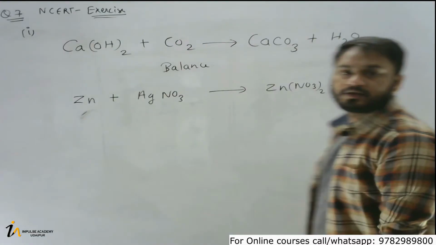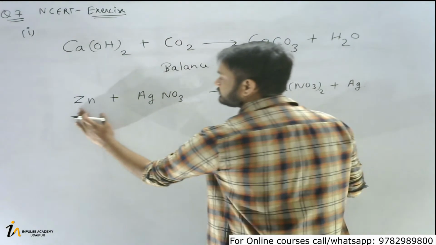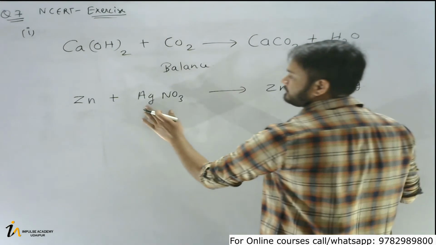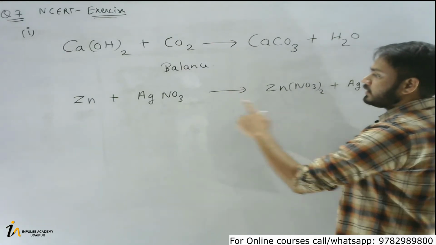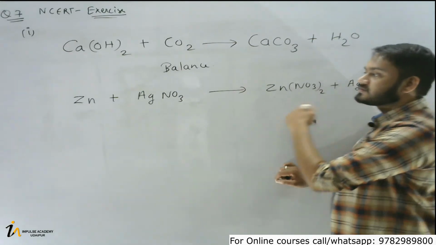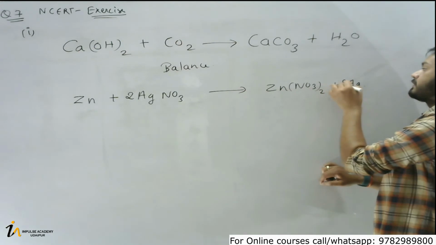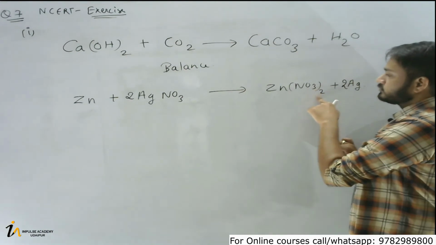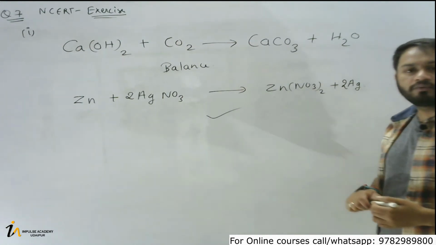We'll take another equation. So here it is another equation, so we need to solve it directly. If you see, Zn it is 1, here also Zn it is 1, on the product side. Now Ag here it is 1, Ag also here it is 1. Now N here it is 1 and here it is 2. So we need to balance N by multiplying here 2. But if we multiply here 2, Ag will also become 2. So we need to multiply here 2 also. So it will become 2Ag. Now O it is 3 and 6. So O it is 3 into 2, that is 6. Now it is balanced. So this is how we need to balance it directly.